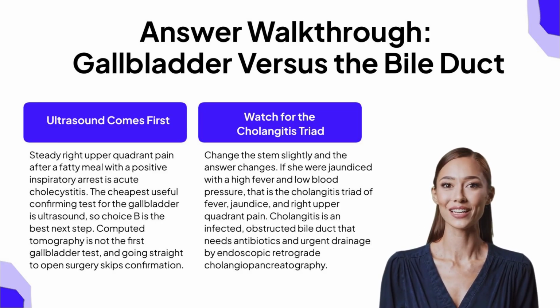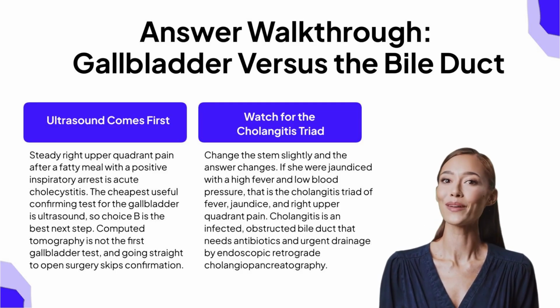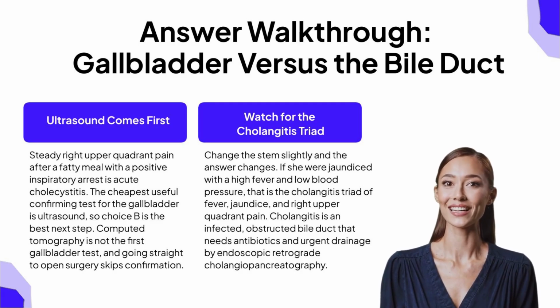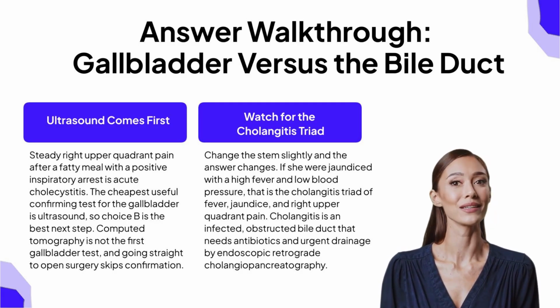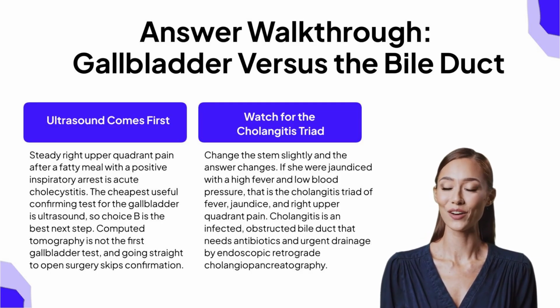Now here is the high-yield twist the writers love. If that same woman were jaundiced, spiking a high fever, and becoming hypertensive, you are no longer looking at the gallbladder alone. Fever, jaundice, and right upper quadrant pain together are the cholangitis triad, an infected, obstructed bile duct. That patient needs antibiotics and urgent drainage with endoscopic retrograde cholangiopancreatography.